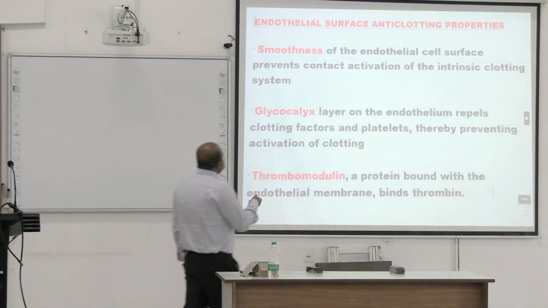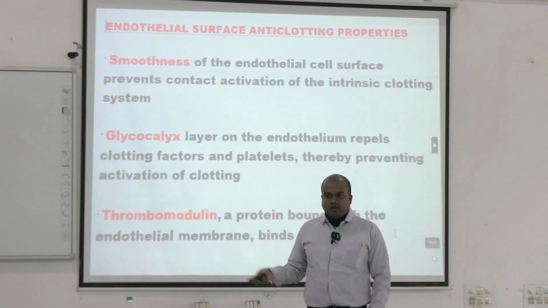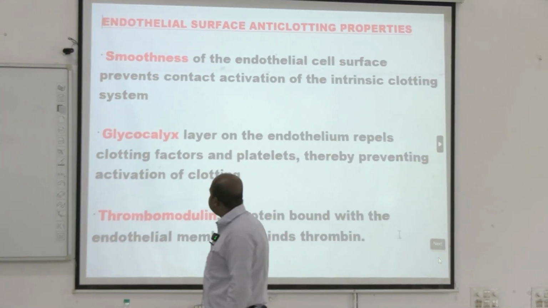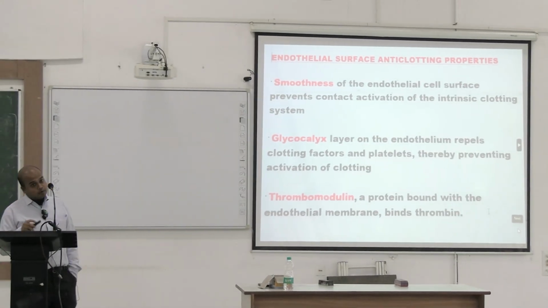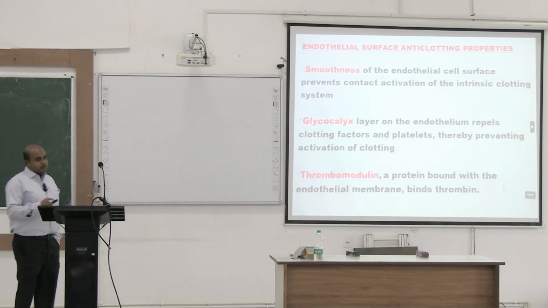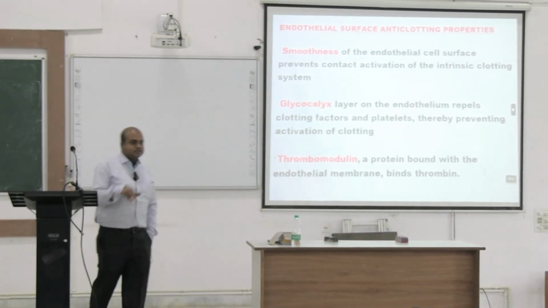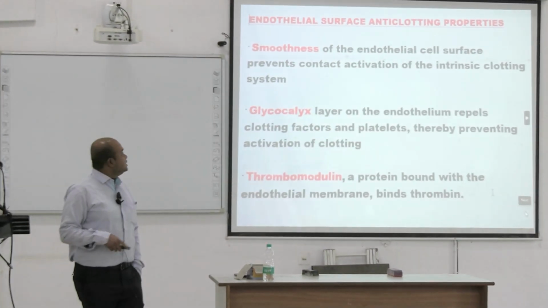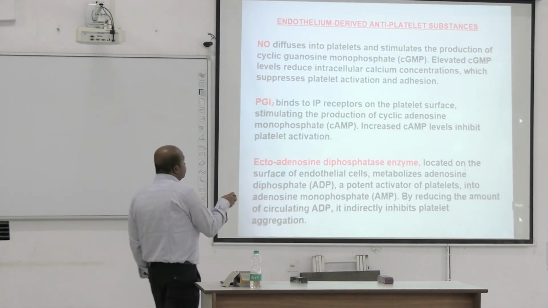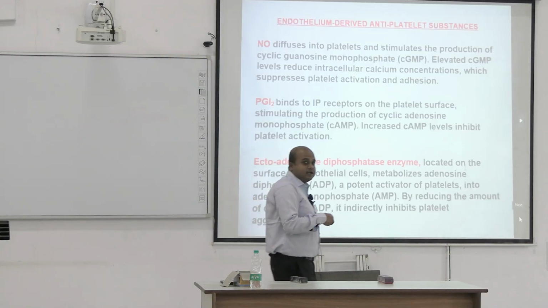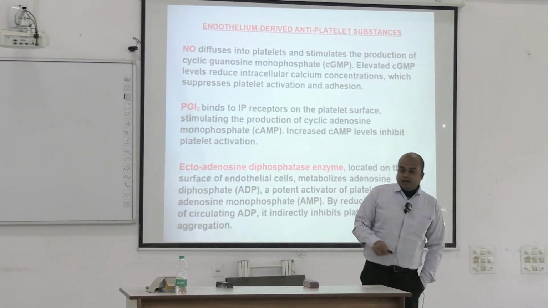The glycocalyx layer repels; smoothness itself prevents activation of the intrinsic clotting factors, and the glycocalyx layer repels platelets and clotting factors. So these are the three properties. Thrombomodulin is actually not a physical property, it is a substance itself. So these are the properties of the endothelial surface. And what are the endothelial derived antiplatelet substances? Thrombomodulin is not an antiplatelet substance, it binds to thrombin.